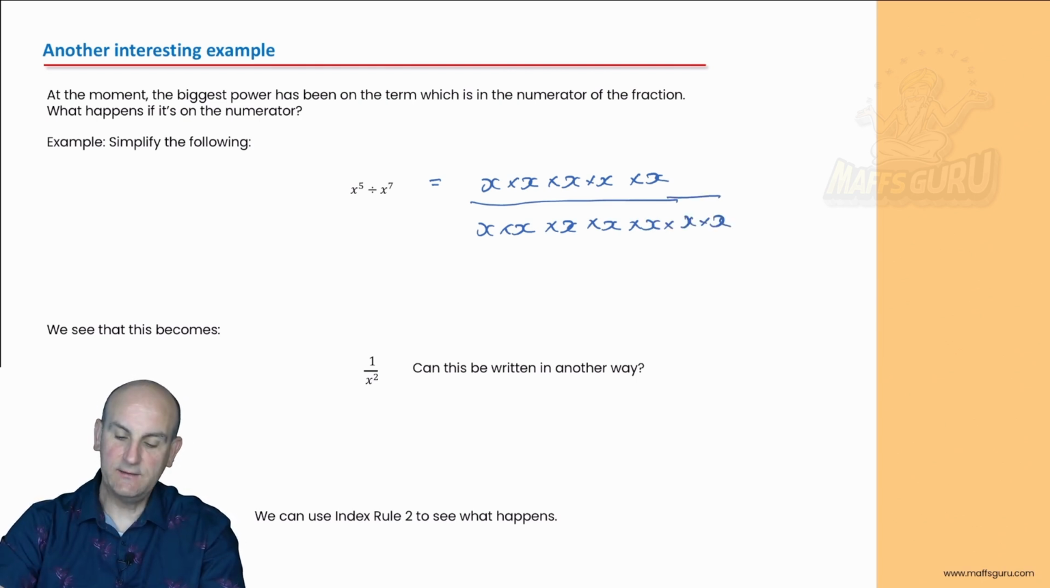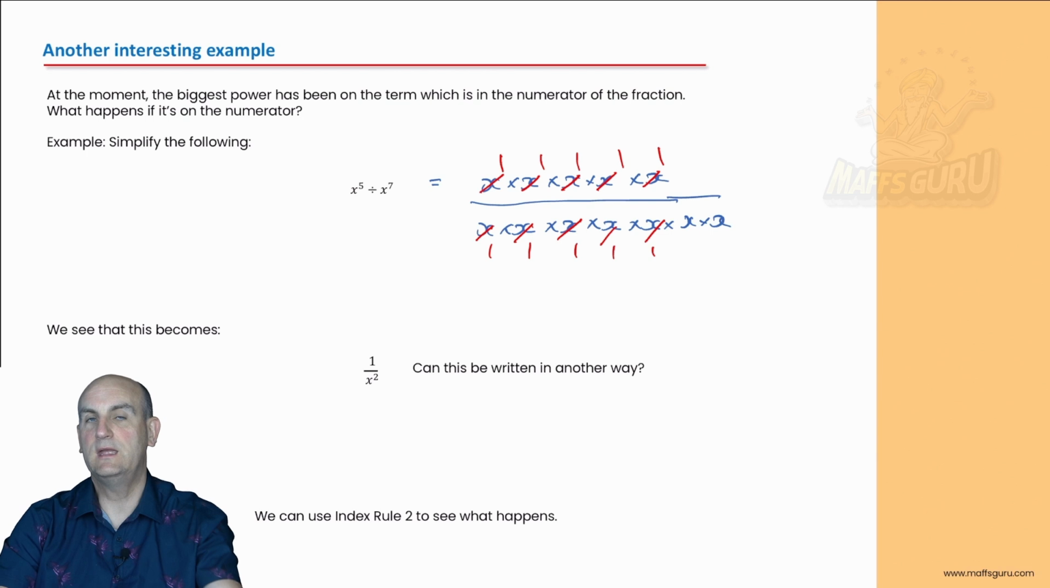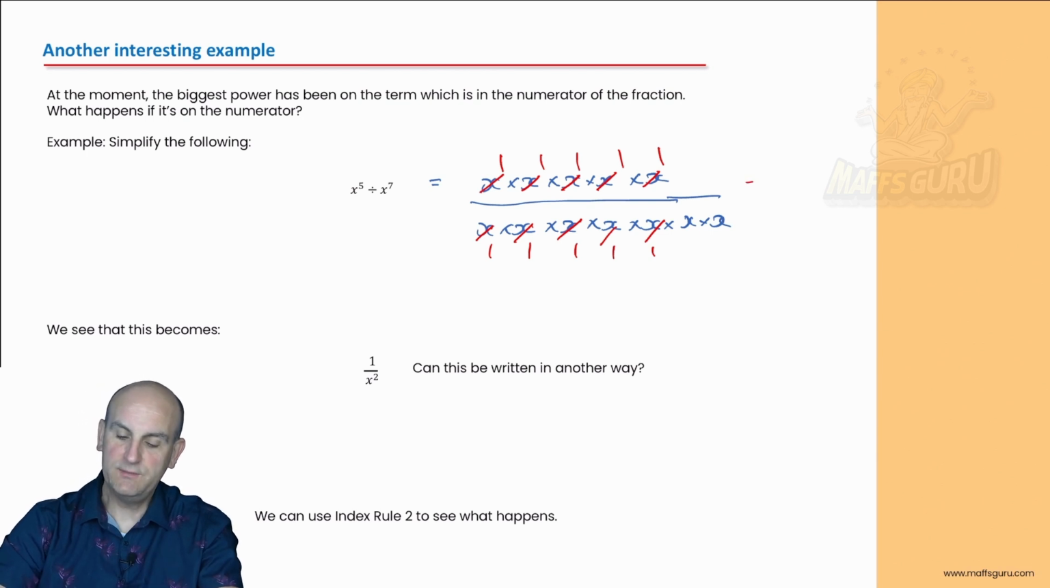When we start cancelling them down, we've got a 1 there, and a 1 there, and a 1 there, and so on, and then we're done. We have no more x's on the top that can cancel with an x on the bottom. And when we simplify this, what do we have?